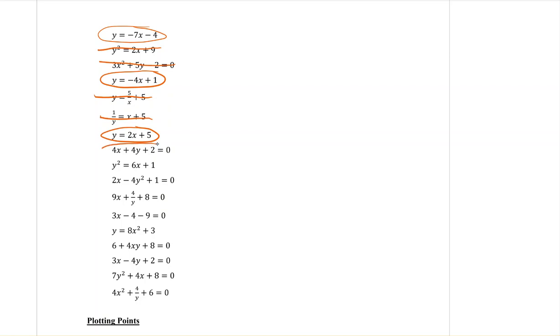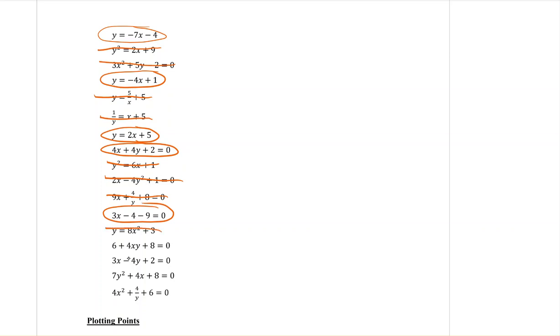Next one, normal x term, normal y term, straight line. Y squared in this one, so nope. Y squared in the next one, so nope. Y on the bottom, so nope. Normal x, normal y, that's a line. X squared, so not a line.